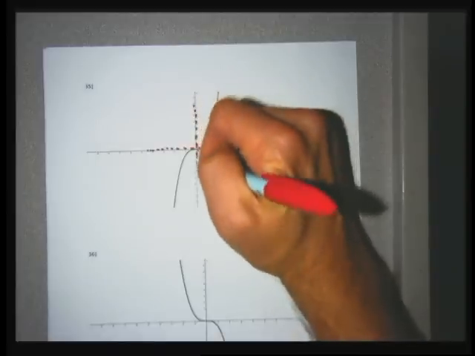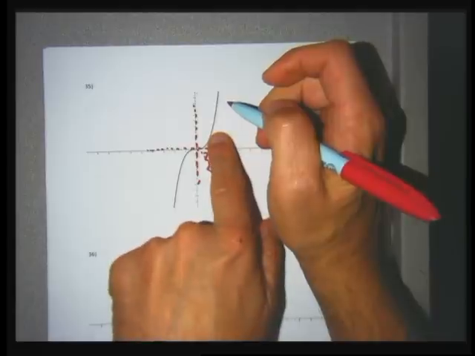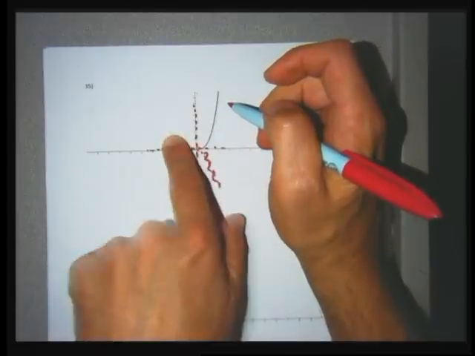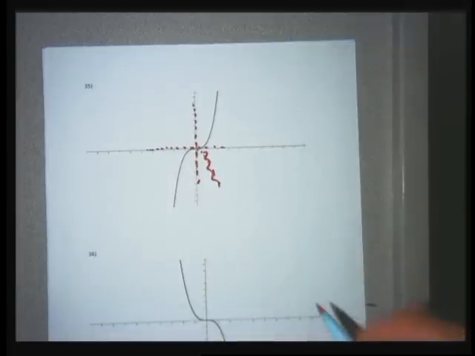Similarly, it's not symmetric to the y-axis, because to be symmetric to the y-axis, this part up here would have to have a mirrored image over there, and this part down there would have to have a mirrored image over there. So it's not symmetric to the y-axis.